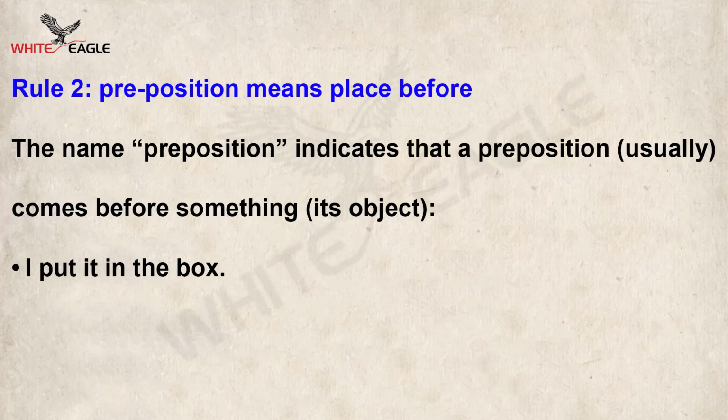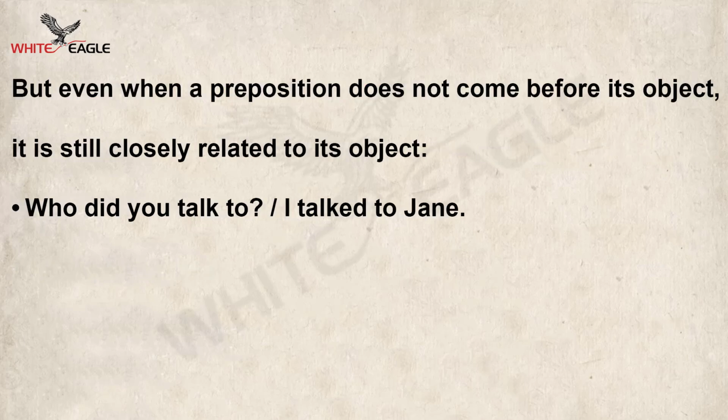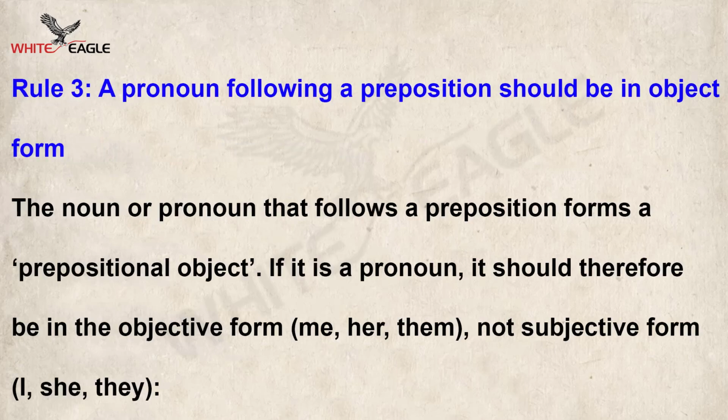Rule 2. Preposition means place before. The name preposition indicates that a preposition usually comes before something, its object. I put it in the box. But even when a preposition does not come before its object, it is still closely related to its object. Who did you talk to? I talked to Jane.